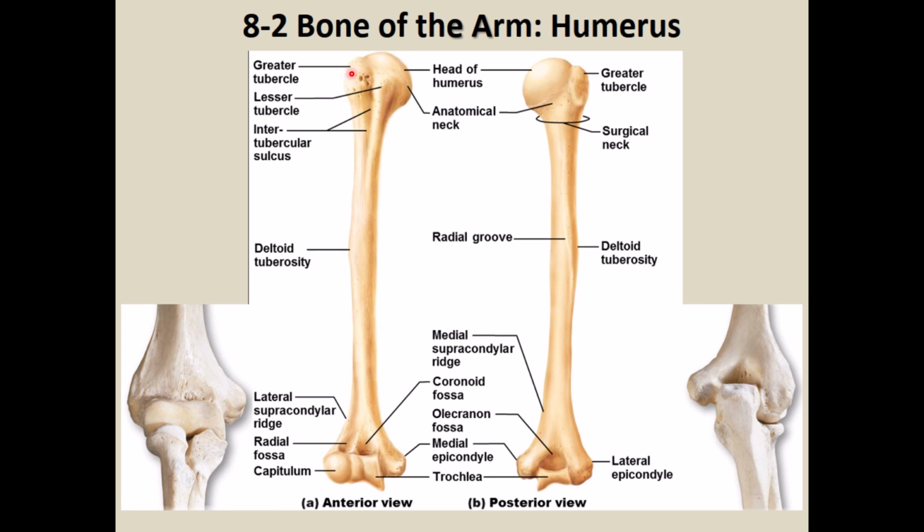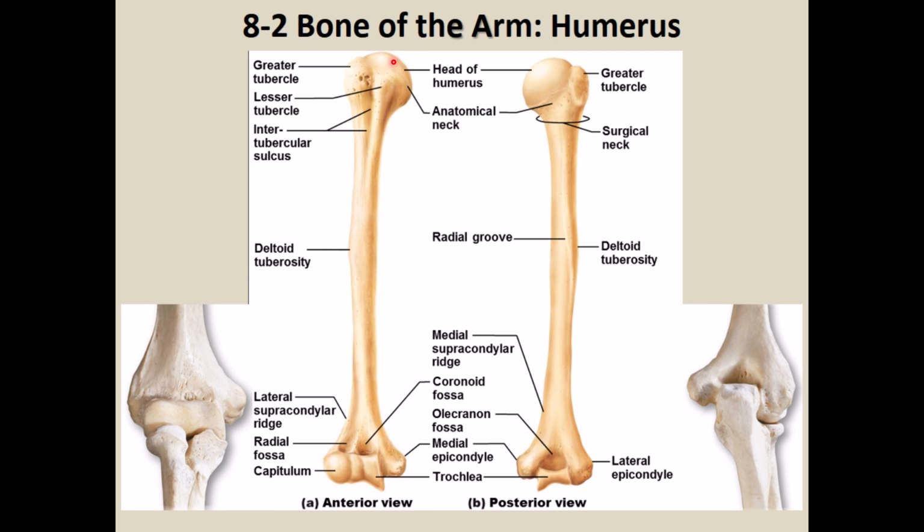You have two bony prominences here in the anterior view. You can see this is the greater tubercle, and this is the lesser tubercle. In between, there is a sulcus. The sulcus is a groove, and this is called the intertubercular sulcus because this is in between these two tubercles.